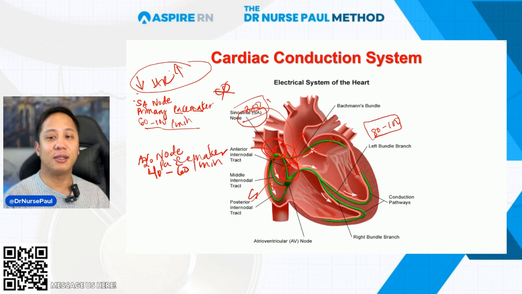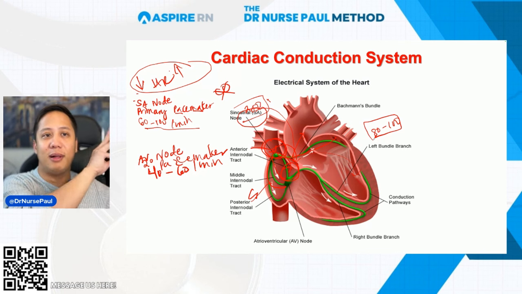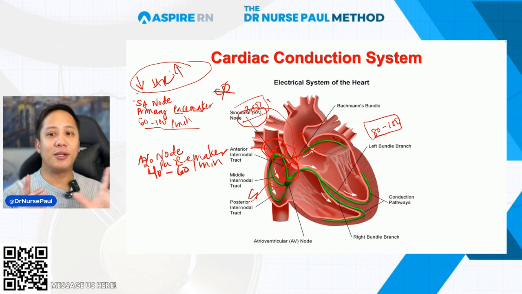So question, did the AV node protect the ventricle? Yes or no? So it could not only conduct normal rates from the SA node, it can also protect the ventricles, all right?